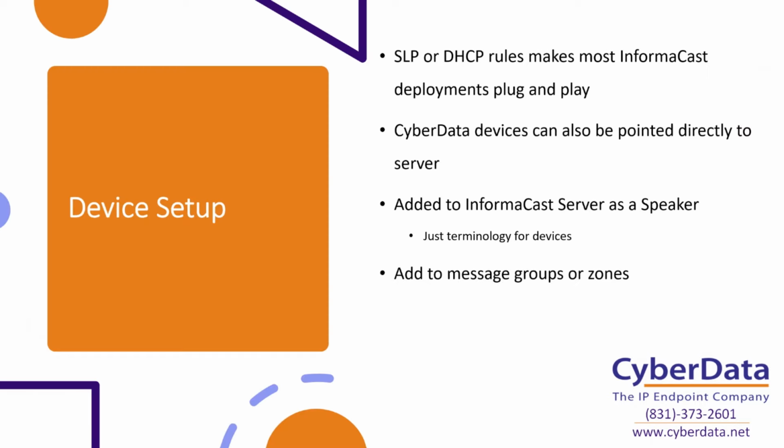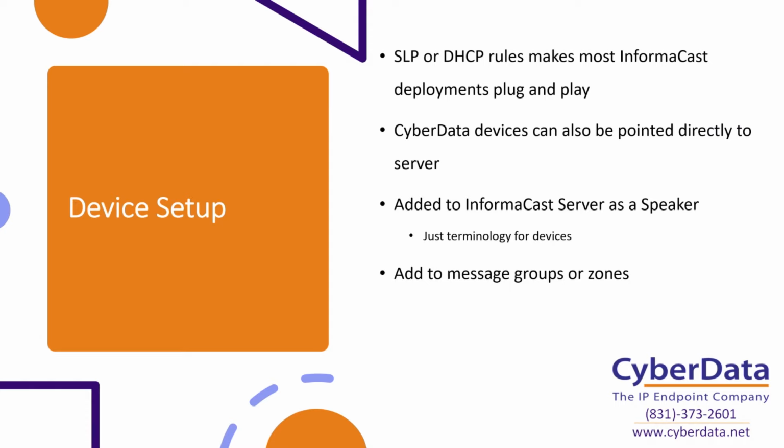As we move forward, just kind of talking about device setup, if you're going to be using SLP or DHCP, again, Service Location Protocol or Dynamic Host Configuration Protocol, it makes just about everything really, really easy in terms of setup and makes it truly plug and play. In terms of the actual InformaCast setup, when you plug in your 60 speakers, you pull up InformaCast, and InformaCast will say, hey, you've got 60 new speakers, and you can just go in there and name all your speakers and put them all in the different groups. It makes it very, very easy to set everything up.